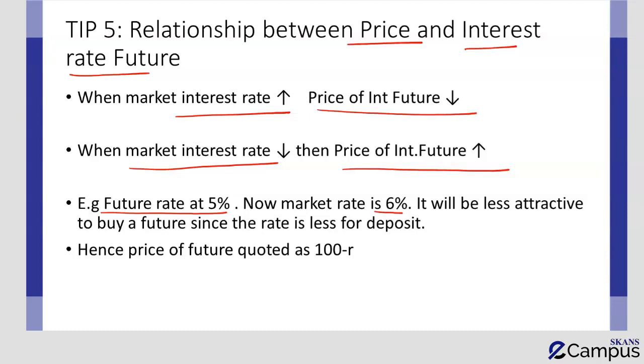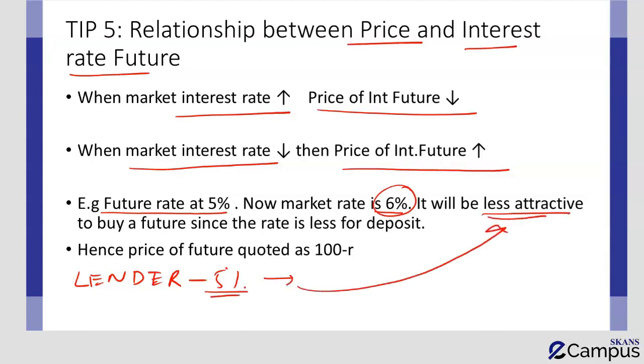So now if the market rate has become 6%, from the buying perspective, who is the buyer of a future? The buyer of a future is a lender. So from the lending perspective, if you have settled for 5%, while the market rate has shifted to 6%, that means this contract of 5% has become less attractive. As a result, the price of the future will fall.